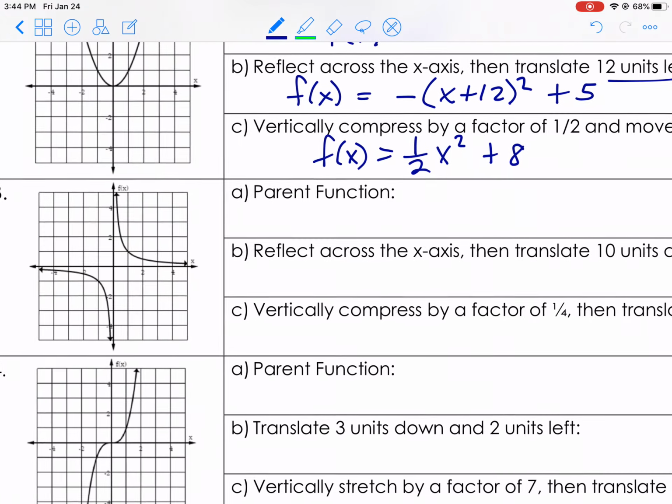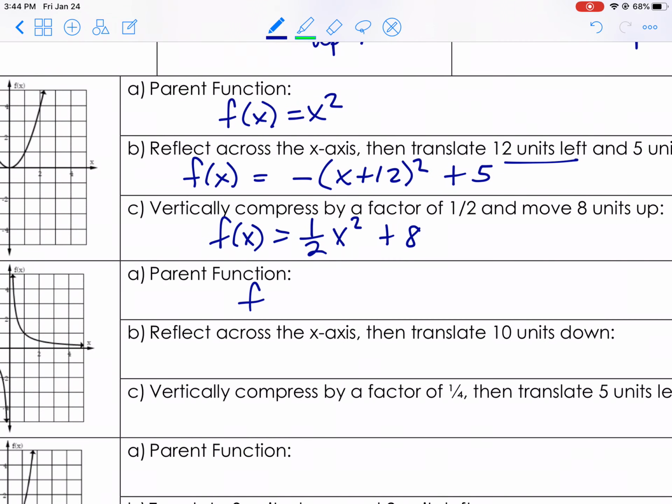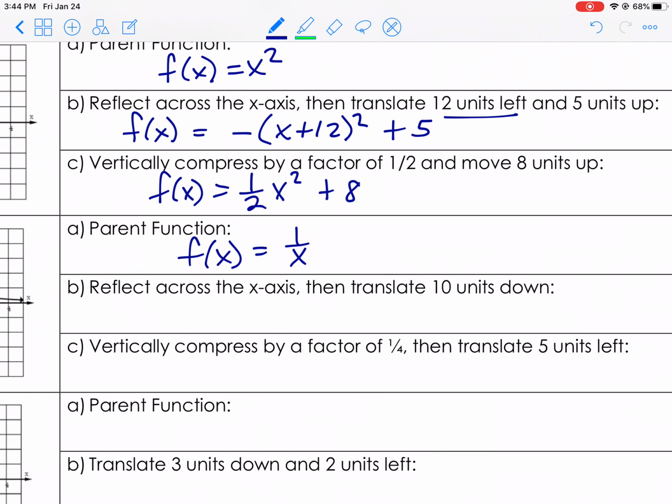Next one, we have a parent function that is the reciprocal function. Reflect across the x-axis, so we're going to have a negative out front, and translate 10 units down. It's going to look like -10.